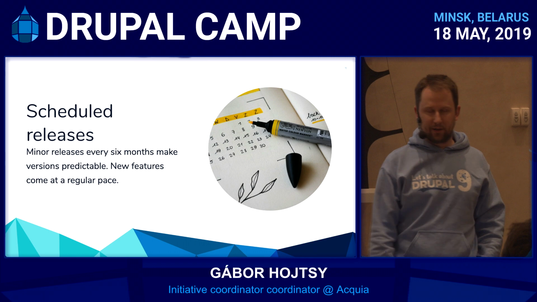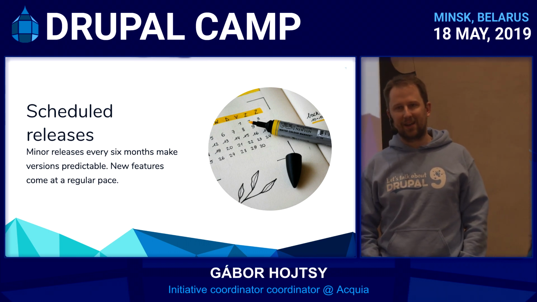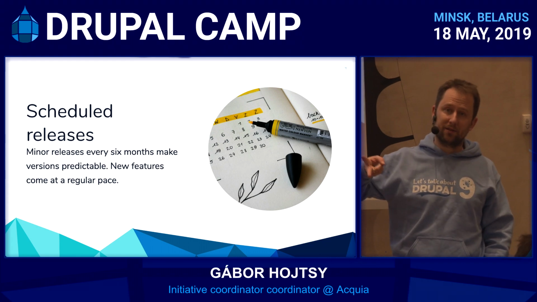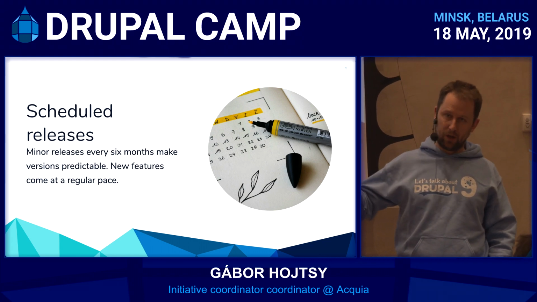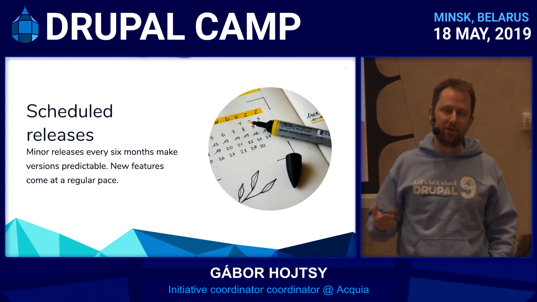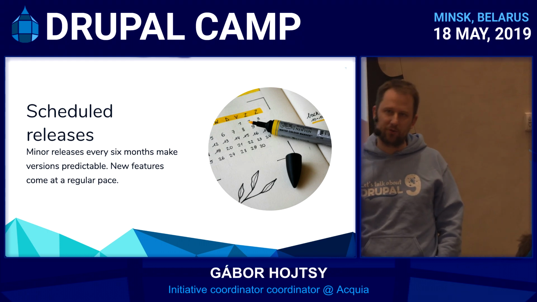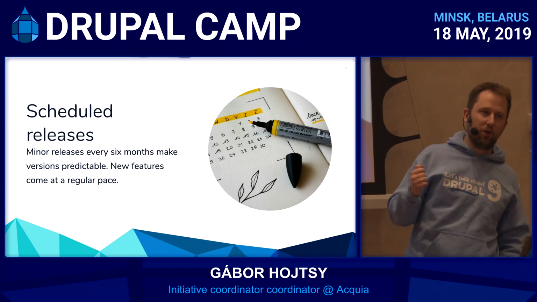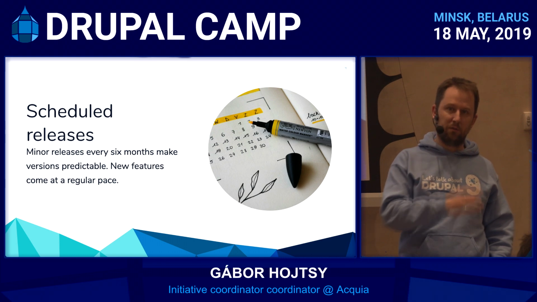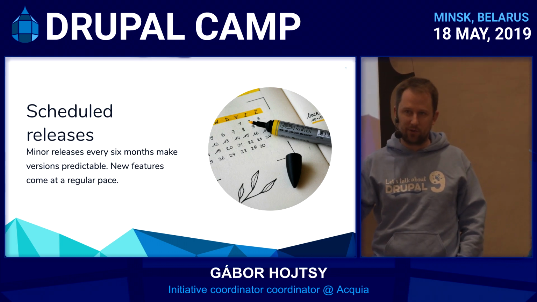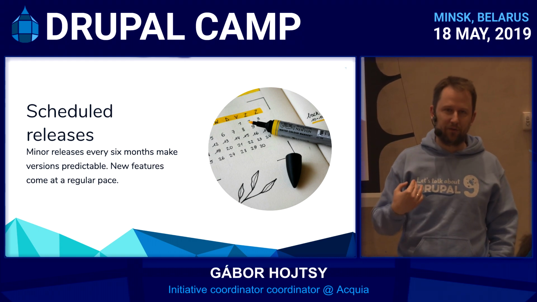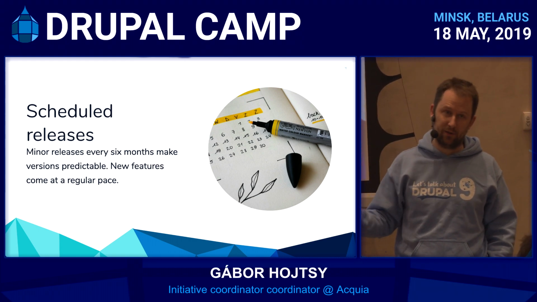And then the next thing that we introduced with Drupal 8 is scheduled releases. So what we do is we have 2 minor releases every year. And we release the new features twice a year, basically. So this allows us to push out new stuff to users twice a year. It also helps us get feedback much more often. So when we build out a new feature, it's in users' hands in 6 months at the latest. And then we get feedback from people, and we can improve it much faster than before.